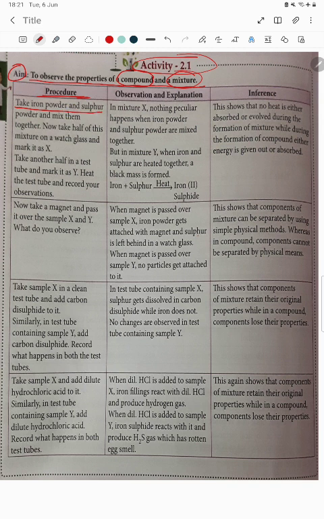Take iron powder and sulfur powder and mix them together. You are taking Fe and sulfur. Now take half of the mixture on a watch glass and mark it X. Take the other half in a test tube and mark it Y.